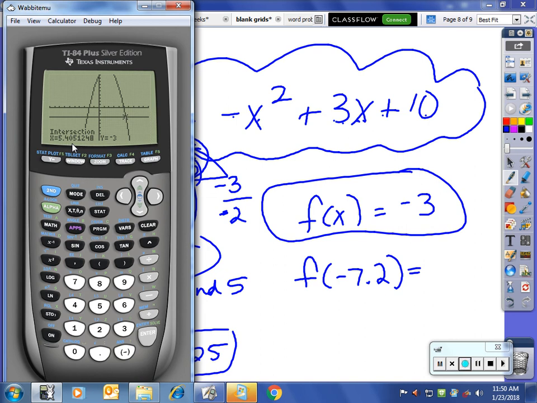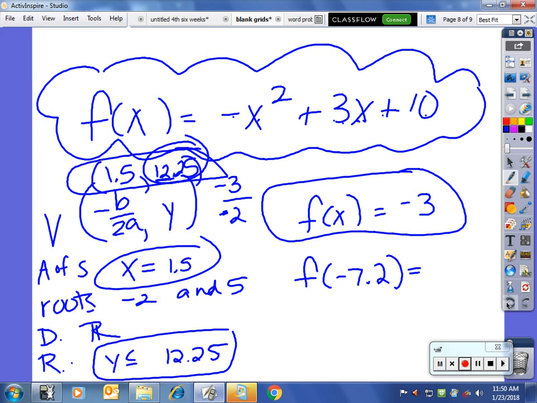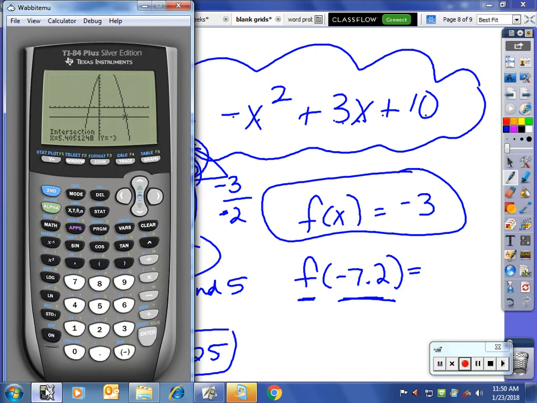Now, look at the last question. What am I giving you on this last question? I'm giving you an x value. I want you to find this function when x is negative 7.2. When you know the x, your life is easier. Where do I go to control my x's? Table set. Or calculate value.